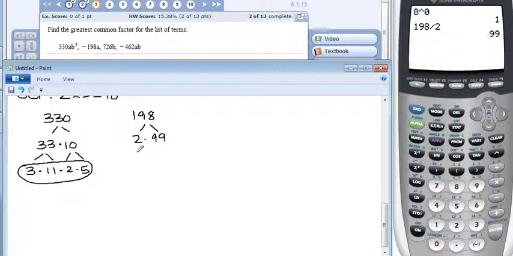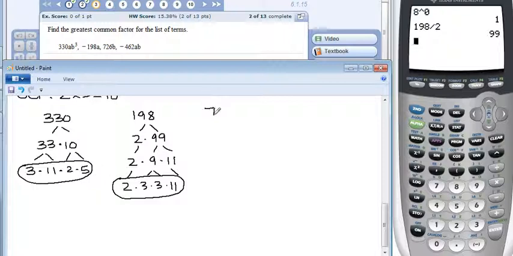This is prime, this is not, so I'm going to drag my 2 down so I don't lose it. This is 9 times 11, correct? And then this is the only one that's not prime yet. So these I'm going to drop down. So here I have 2 times 3 times 3 times 11. So you can kind of see right away that the 2, the 3, and the 11 are going to be common between just these two. The 5 is not, so the 5 is going to be out.